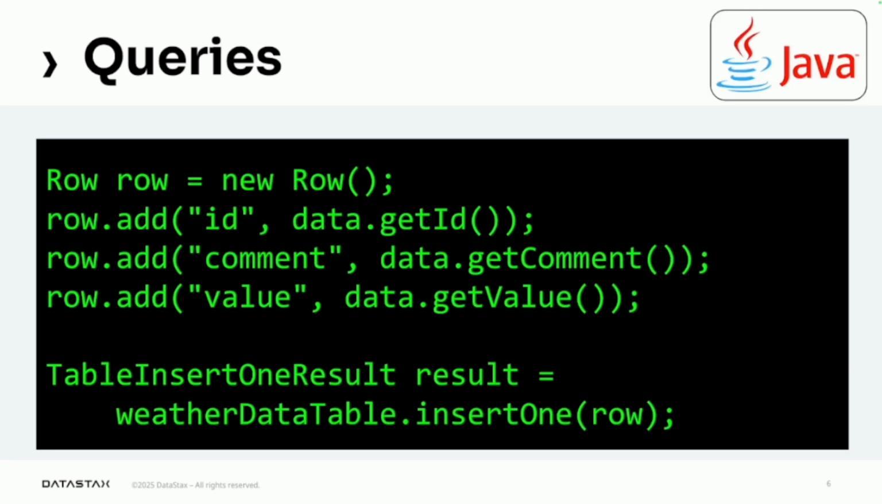Well, with the Table API, you can go ahead and define, for Java anyway, a new row object. You can add each of the columns and their values to that row object, and then you go ahead and insert that row. And in our case, we're doing a weather data table.insertOne. So we know that we're just taking the one row and then inserting that into our table.